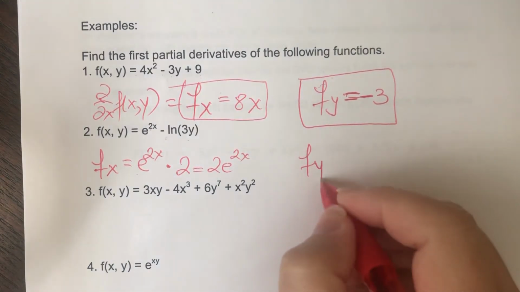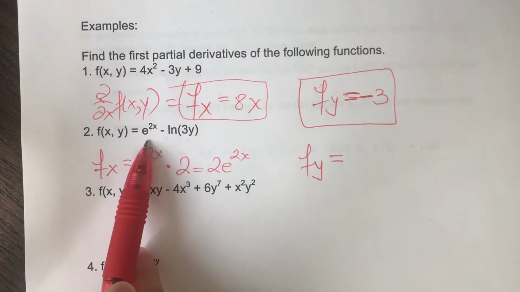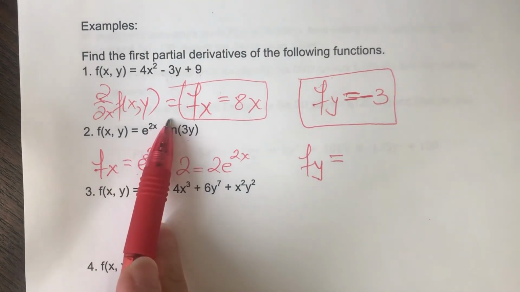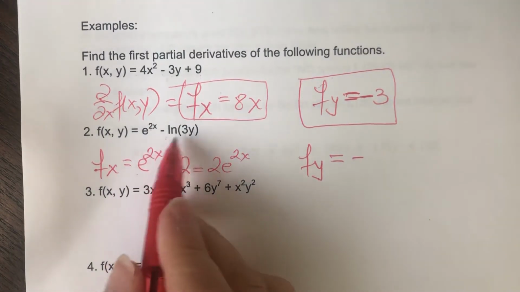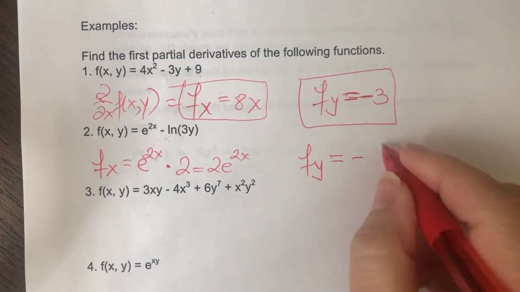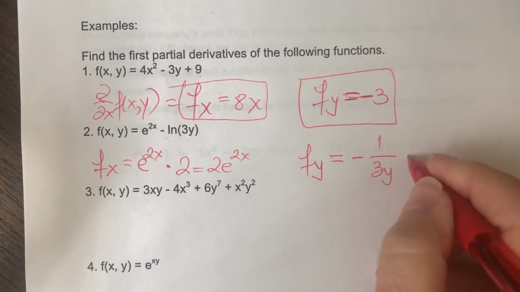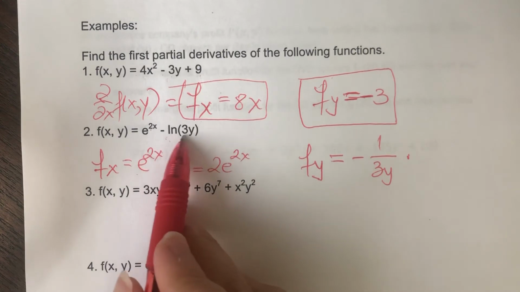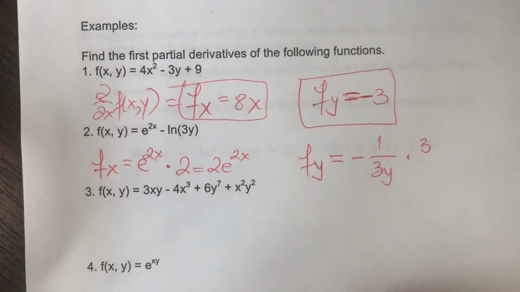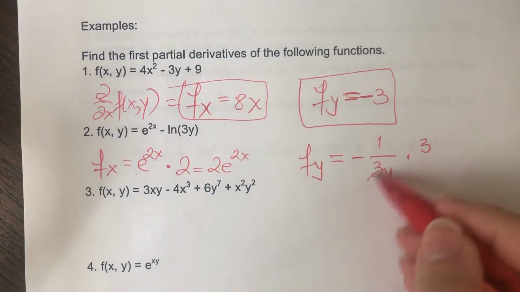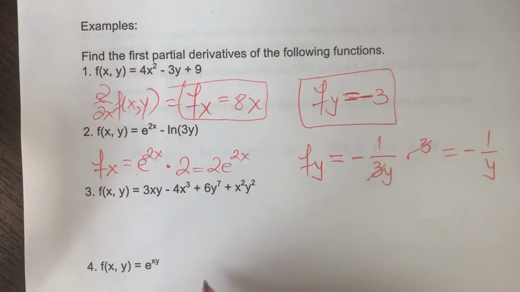The derivative with respect to y, f subscript y, the same way. There is no y value in here, so that derivative is 0. Minus, we keep the coefficient, the derivative of natural log of 3y is 1 over 3y, times, move on the inside and take the derivative of 3y, which is just the 3. So reducing these will get us negative 1 over y. There's your answer.